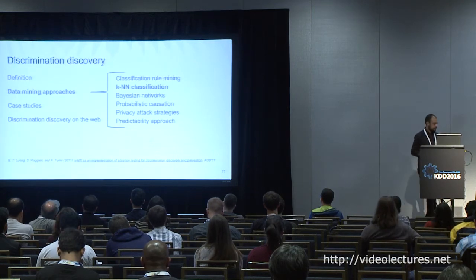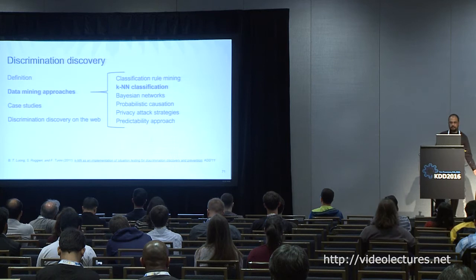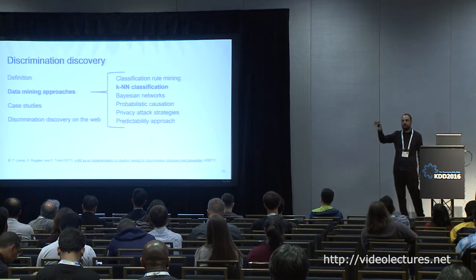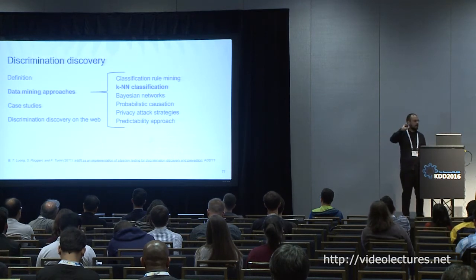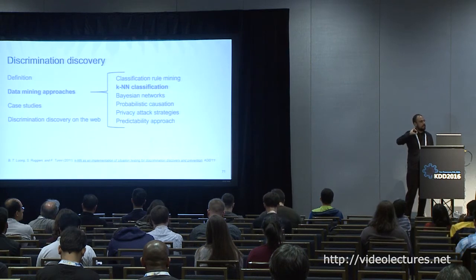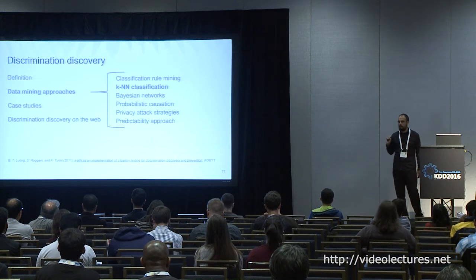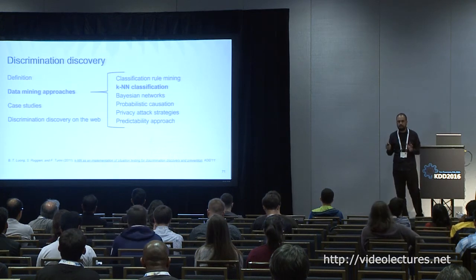Okay, let me move on to another set of methods which are based on K-Nearest Neighbors. Remember that the classification rule approach is based on discovering that a group is being discriminated. Now, this K-Nearest Neighbors approach is based on trying to find out whether individuals were discriminated. And it's going to look at consistency, right?